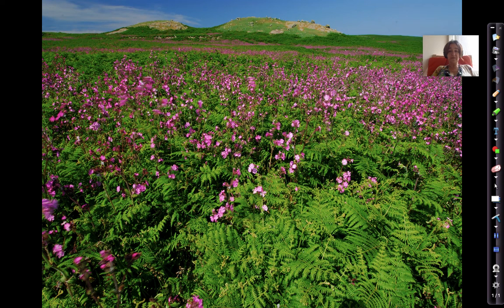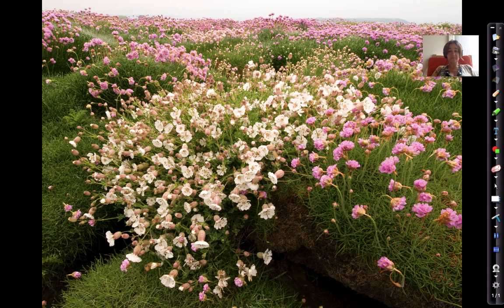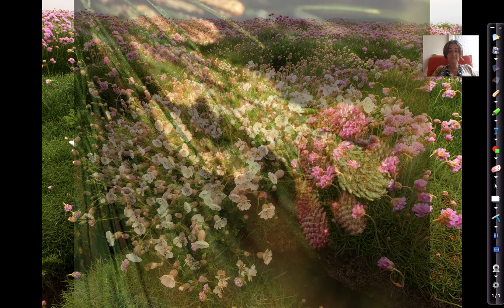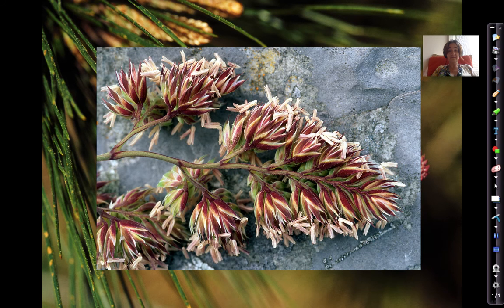So here we've got a field of ferns and a field of angiosperms. More angiosperms. This is a cone bearing, so this is a conifer, or gymnosperm, which means naked seed. Here we've got an angiosperm, so this is a flowering plant.